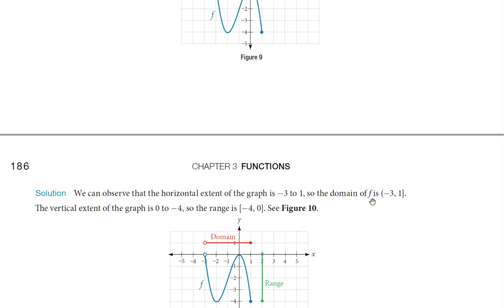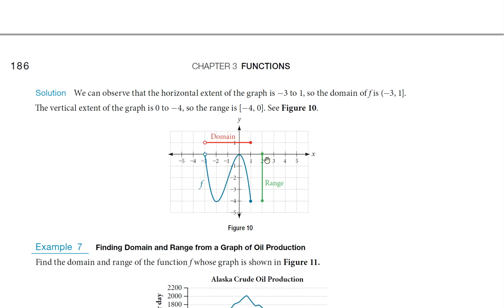So this is what you see here. So -3 to 1 is your domain, and -4 to 0 with both bounds included is your range. So look at these diagrams here for the domain and the range.